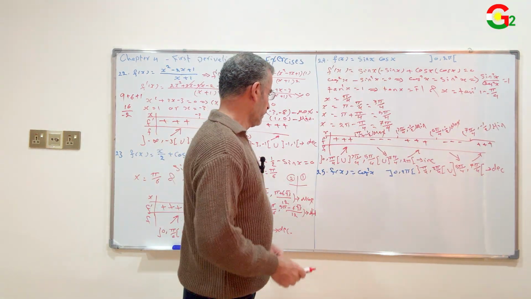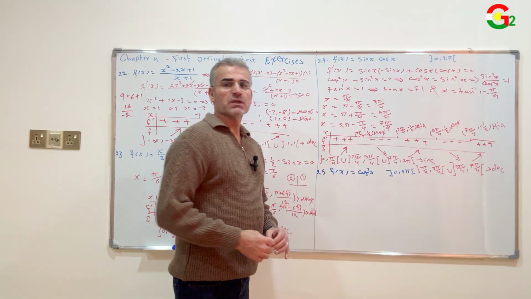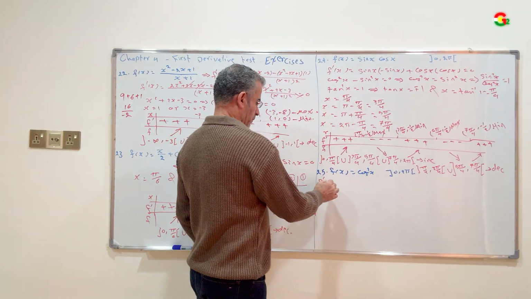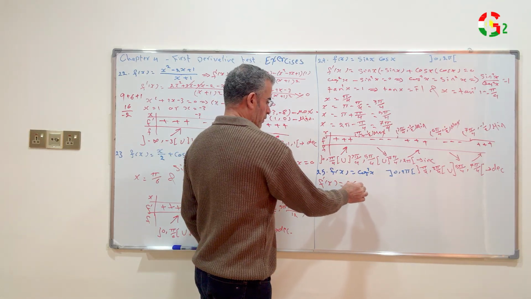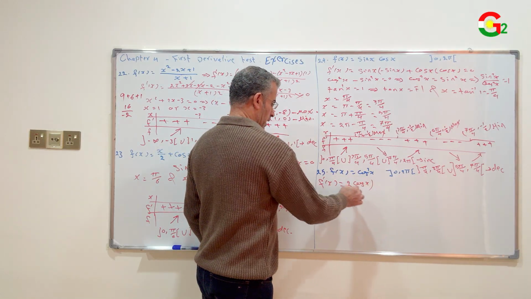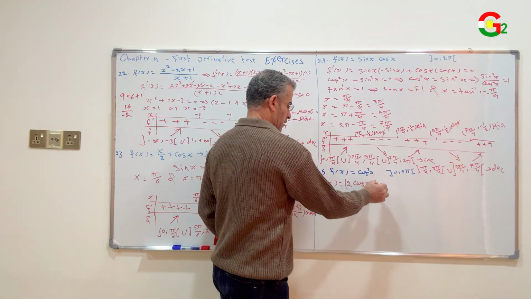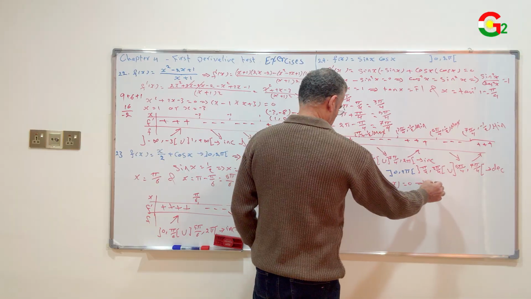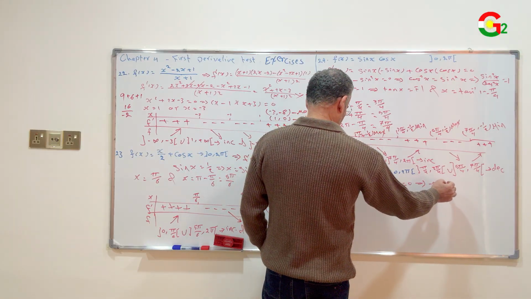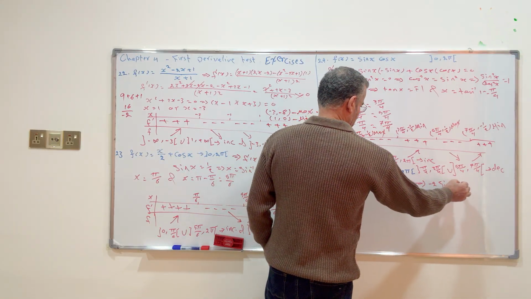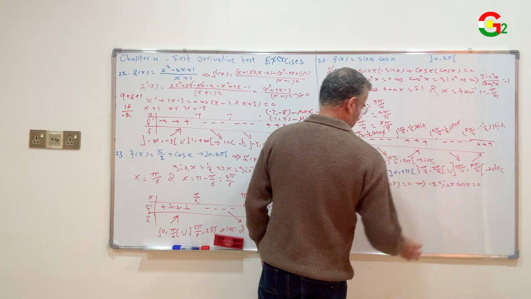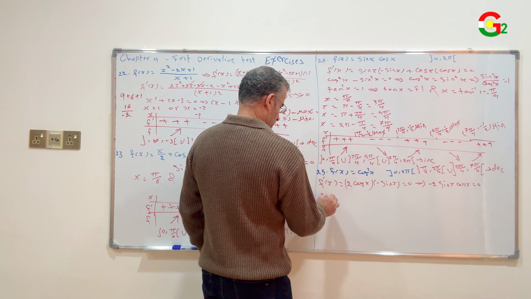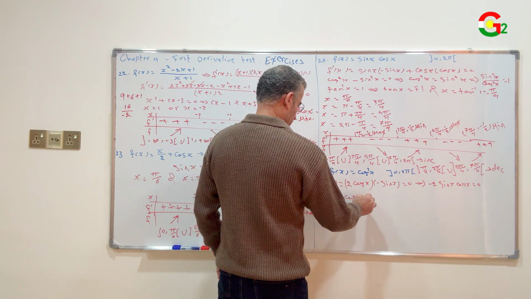Number 25, f of x equal cosine square x in the interval 0 to 2 pi. f prime of x equal to 2 cosine x times the derivative of the cosine, negative sine x, equals 0. Then negative 2 sine x cosine x equals 0. Divide by negative 2, then sine x cosine x equals 0.